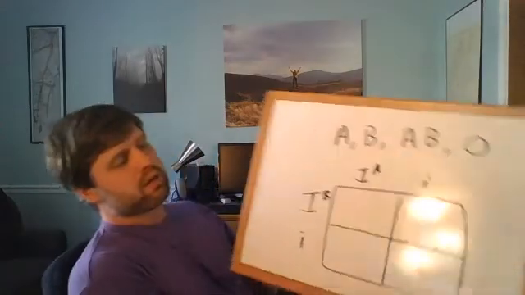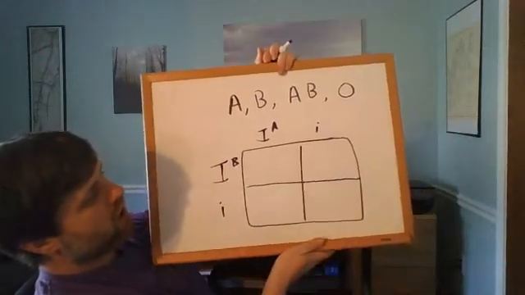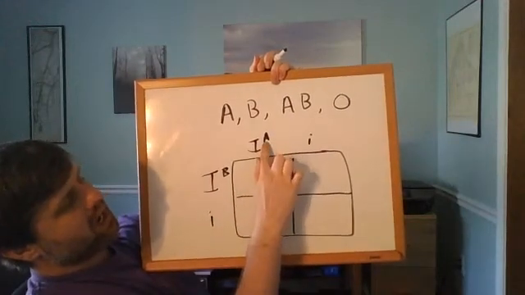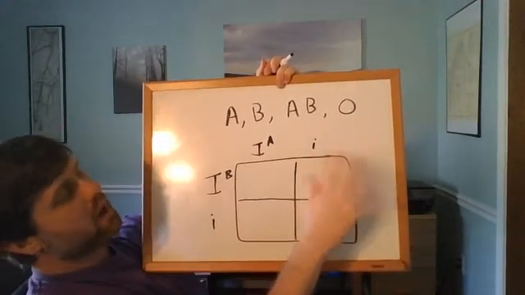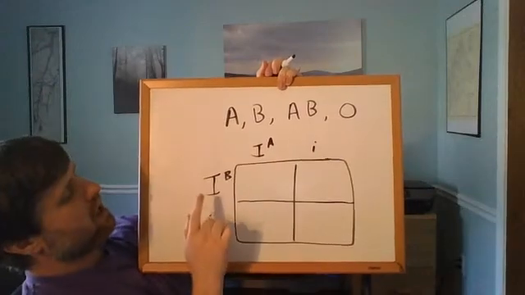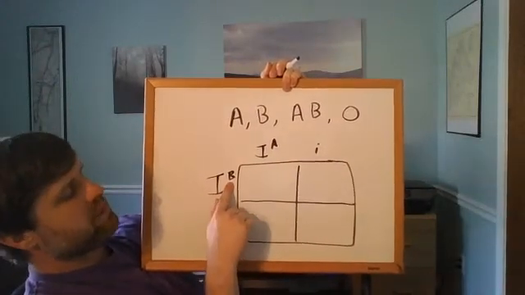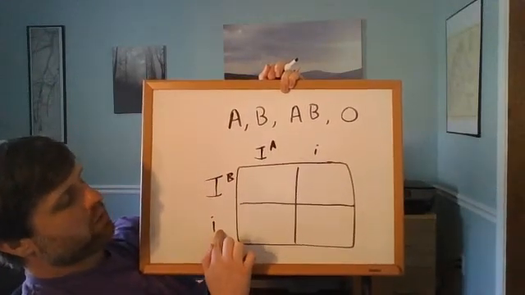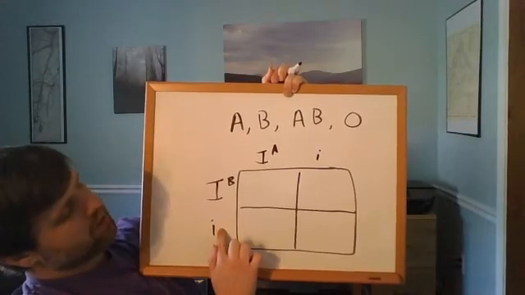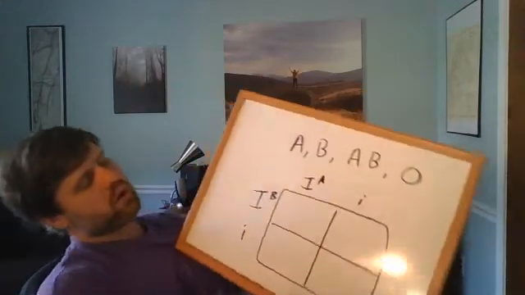Let's say that Dad is type A blood type, and Mom is type B blood type, but they're both carriers for O. So Dad is A with a carrier of O that's not being expressed because it's recessive. Mom is type B, but a carrier of O, not being expressed because it's recessive. What do we end up with for our children?